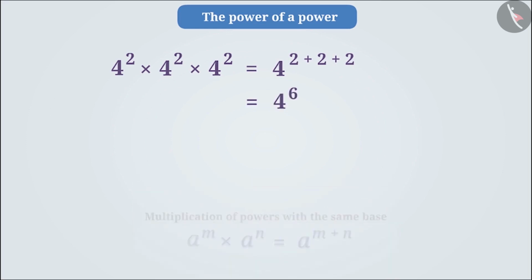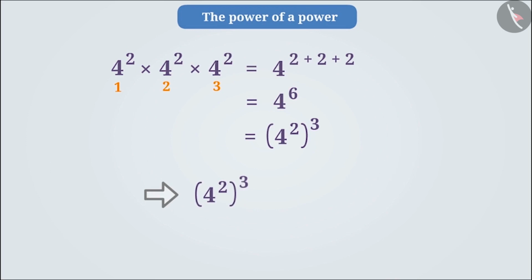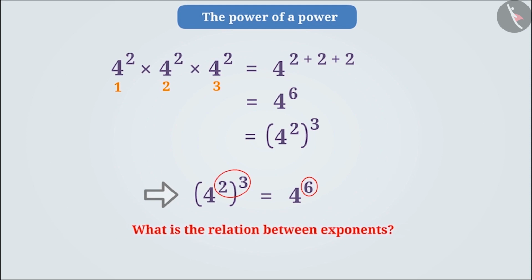6. But if we look closely, 4 square has been repeated 3 times, which is why we can write it as 4 square to the power of 3. Therefore, we can say that 4 square to the power of 3 is equal to 4 to the power of 6. Now the base is the same. Can you determine the relation between the exponents? Think a little.